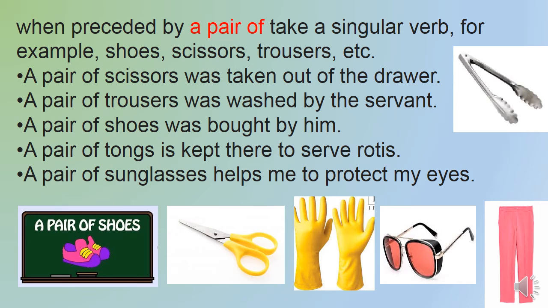Like scissors were taken out of the drawer, trousers were washed by the servant, shoes were bought by him, tongs were kept there to serve rotis, sunglasses help me to protect my eyes, because they are all in plural form. But when we mention a pair of, they become singular, and that's why singular verbs are followed.